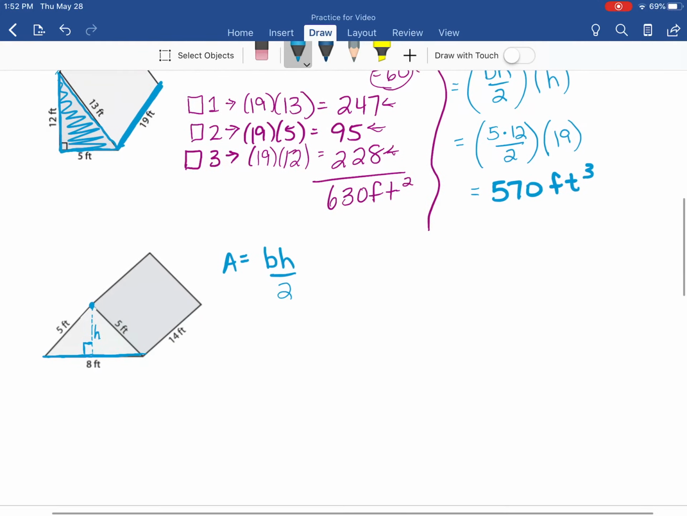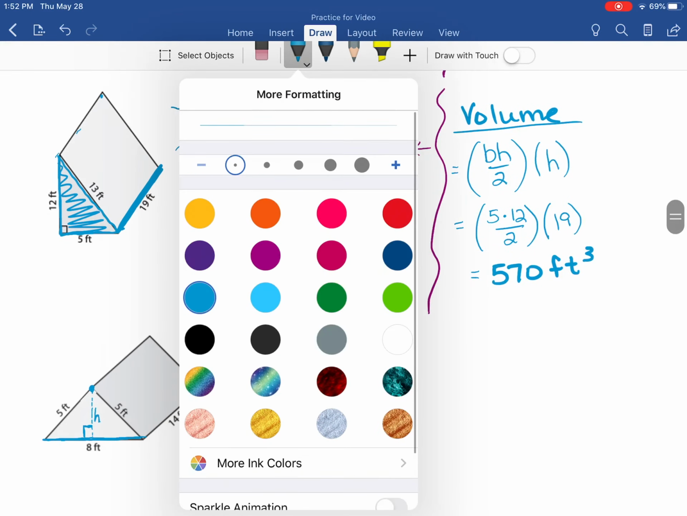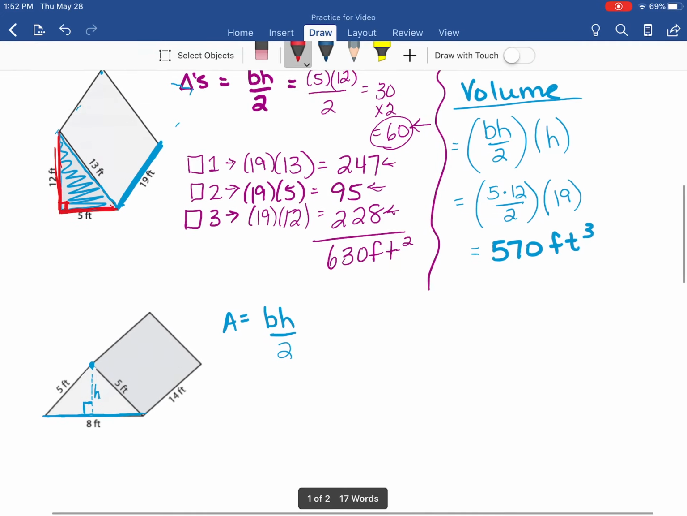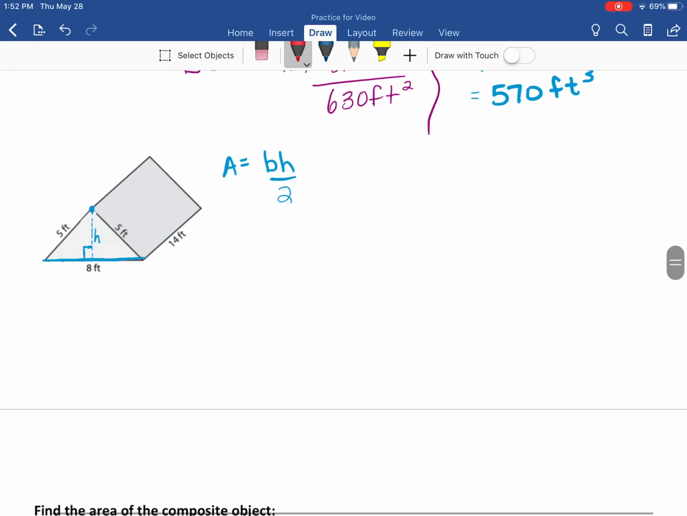If I go back to this last example, I'm just going to change colors here for a moment. This was my base, and this was my height. They already met at a 90-degree angle, so I didn't have to do anything to those numbers. But here I do, because I don't know this. So I have to deal with half of this triangle right now, and hopefully you recognize that as a right triangle. This bottom distance is going to be half of 8, so that's only going to be 4.